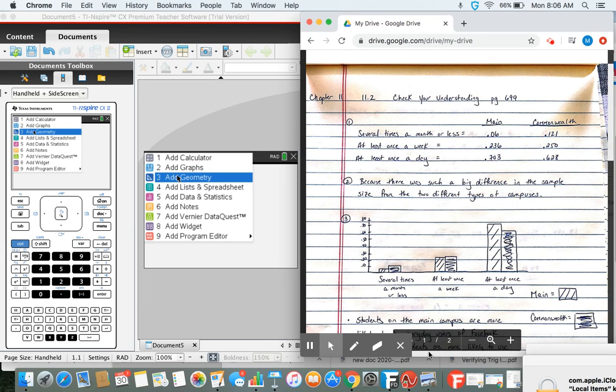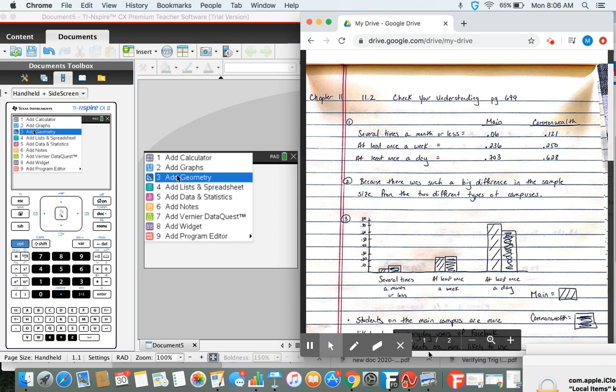Okay. So the first question here was about Facebook use comparing two campuses of Penn State, the main campus and I guess their satellite campuses, or what they refer to as their Commonwealth campuses. And the first question was just to calculate the conditional distribution. So we wanted to figure out the percentage of main campus students that go on Facebook several times a month or less, at least once a week, at least once a day, and compare it to the percentage of Commonwealth students who do the same thing.